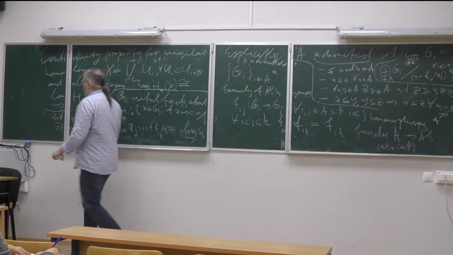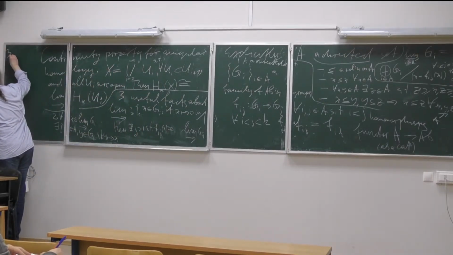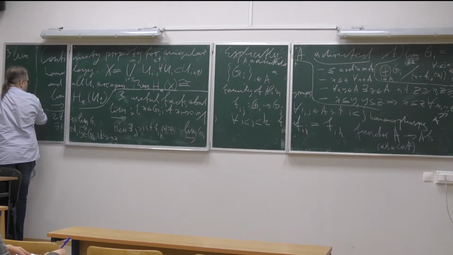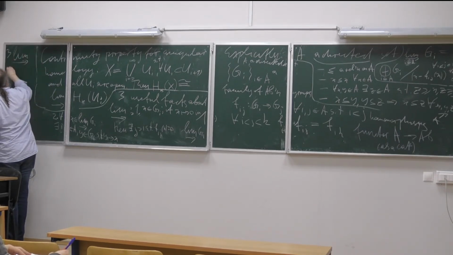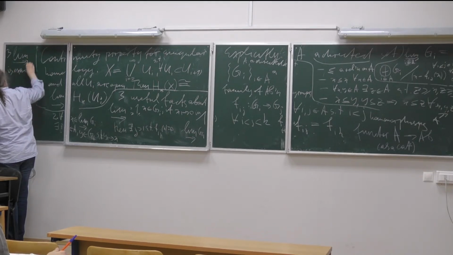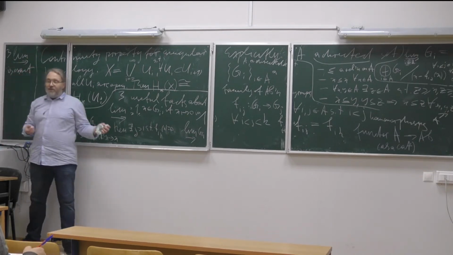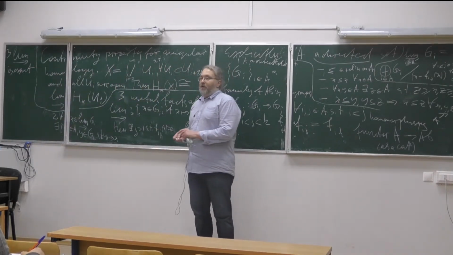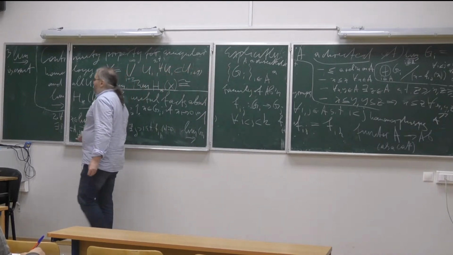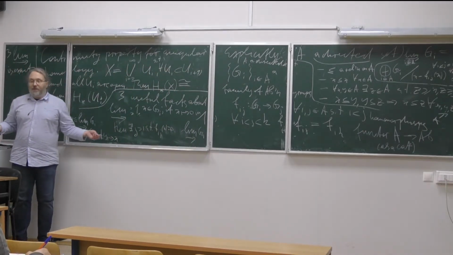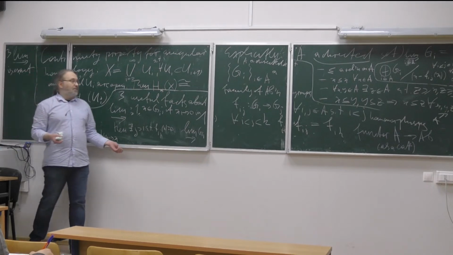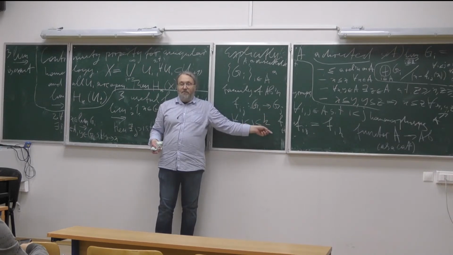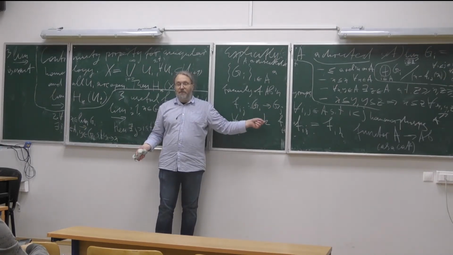So fact number one, fact number two, fact number three. The direct limit on abelian groups is exact, which means it takes exact sequences of functors to exact sequences of functors.